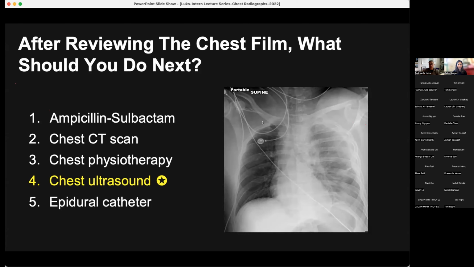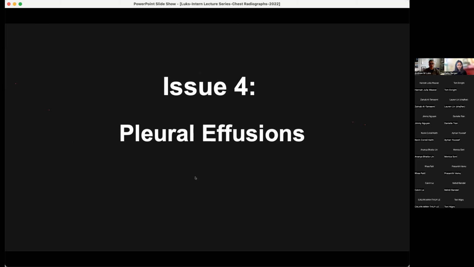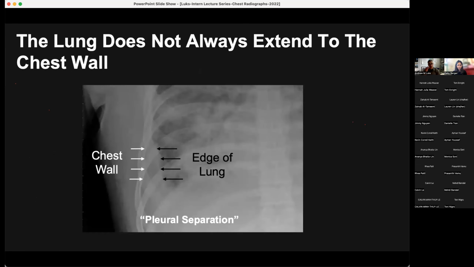And here, this finding in a patient who's in a supine position is highly suggestive of a pleural effusion, and you could confirm that by doing a chest ultrasound. So we're going to talk about how to recognize pleural effusion on a chest radiograph.